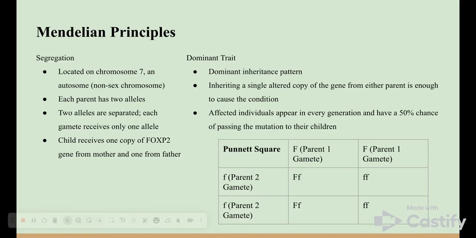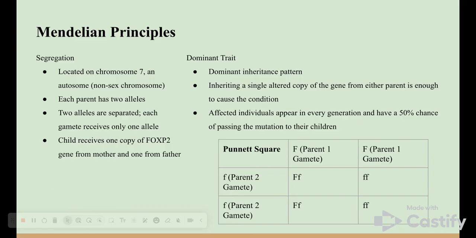When an organism inherits two different versions of alleles of a gene, the dominant allele determines the physical trait or phenotype, while the recessive allele is masked or hidden. FOXP2 also demonstrates a dominant inheritance pattern. This means that inheriting a single altered copy of the gene from either parent is sufficient to cause a speech or language disorder. But this gives families a very clear pattern: affected individuals appear in every generation and have a 50% chance of passing the altered gene to their children, which is an example of the law of dominance.